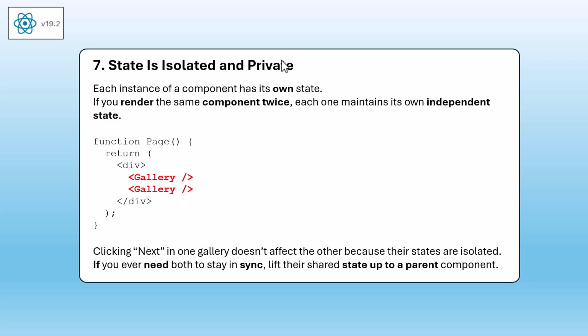Also, parent components can't directly access or modify the child state. State is fully private to the component that declares it. If you ever need to synchronize state between multiple components, you can lift the state up to their common parent. We'll learn more about that when we discuss sharing state between components later.